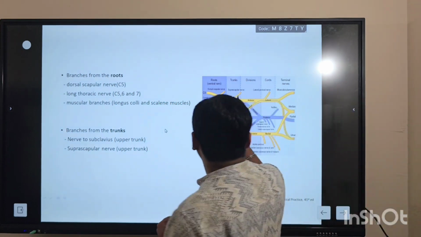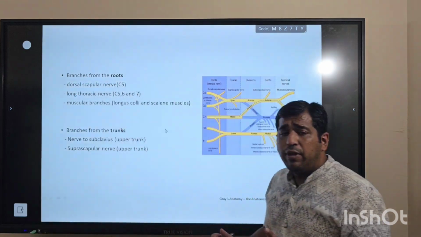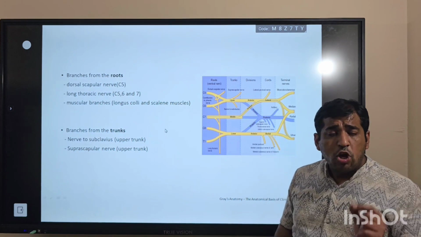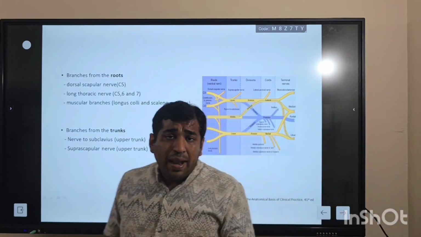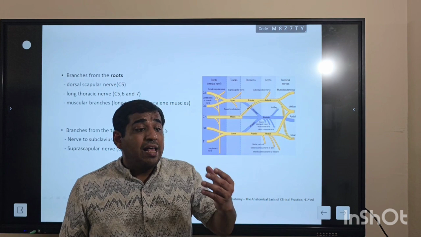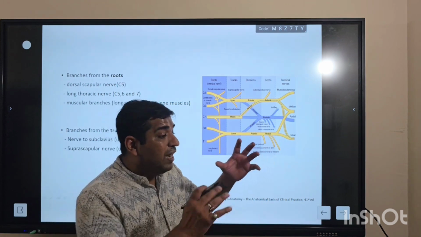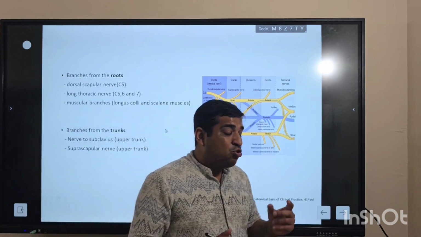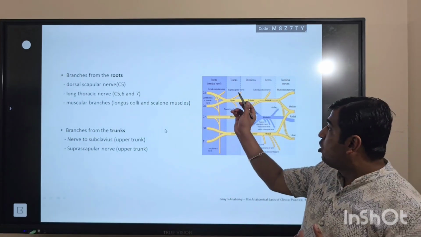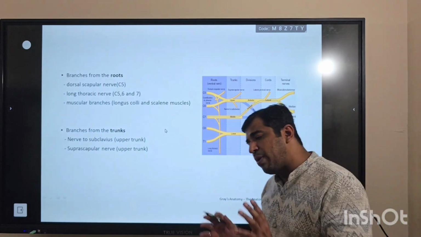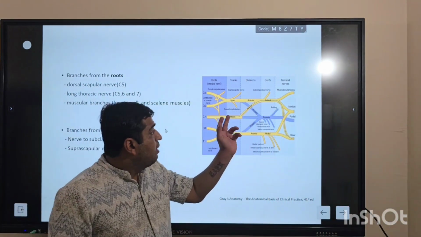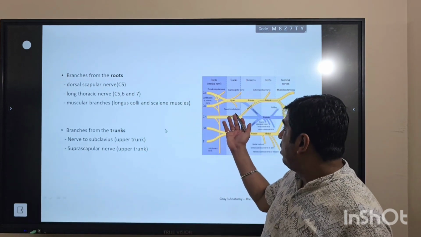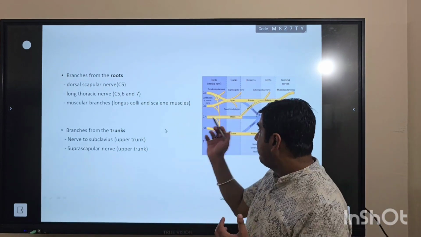Then the branches from the trunks. From the upper trunk only we are having the branches which are known as the suprascapular nerve and the nerve to subclavius. The suprascapular nerve, suprascapular means it has to be with the scapula. Okay, so there are two muscles, supraspinatus and infraspinatus. So the suprascapular nerve is supplying both supraspinatus and infraspinatus. Then we come to the nerve to subclavius. It is in the name only, nerve to subclavius. The subclavius muscle is supplied by this nerve.